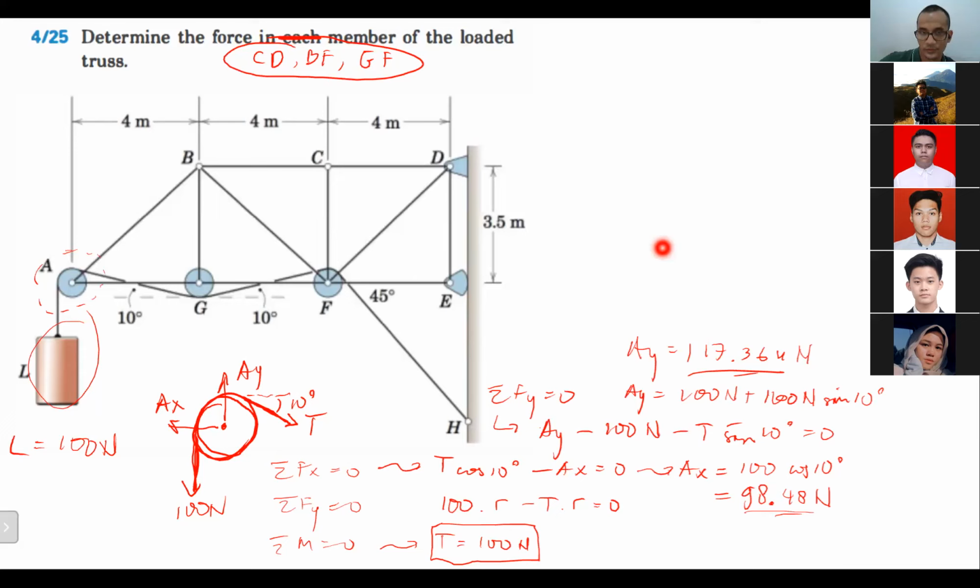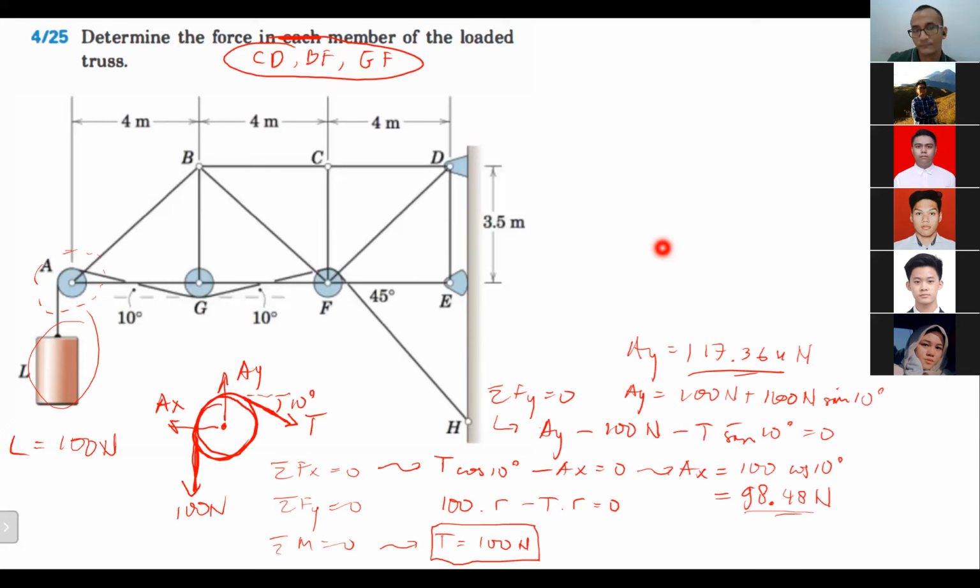Yes, of course. You have to solve all the forces happening at the pulley. Then after that, you can solve for the truss. Because also, we have to determine the external forces.